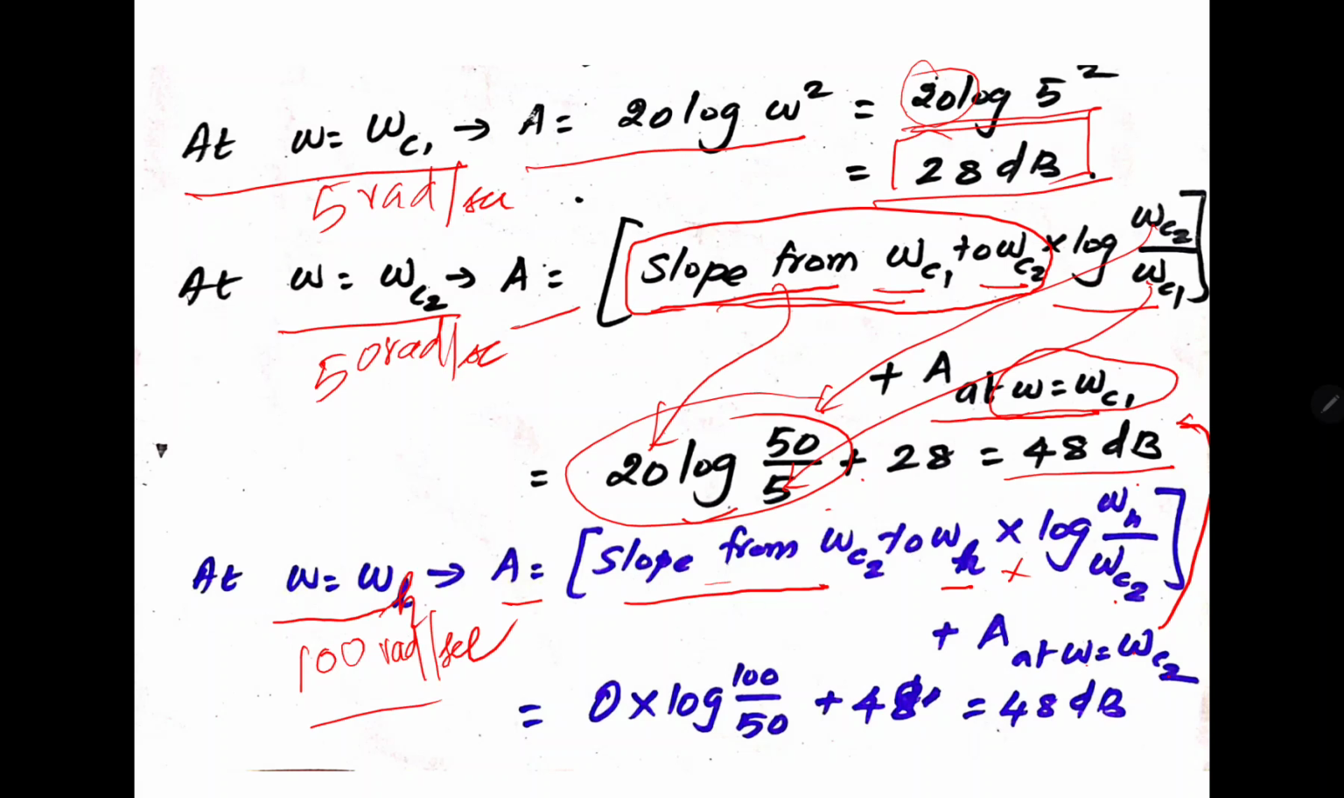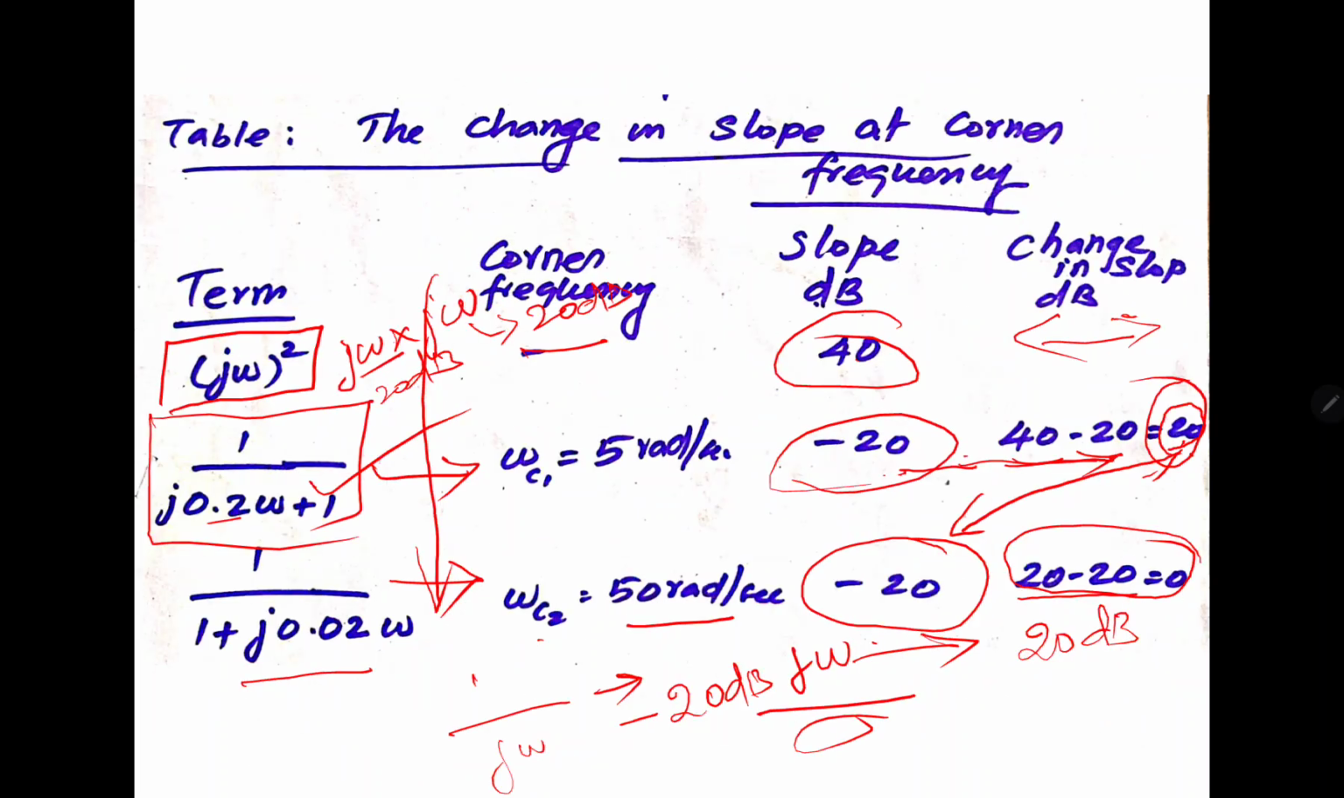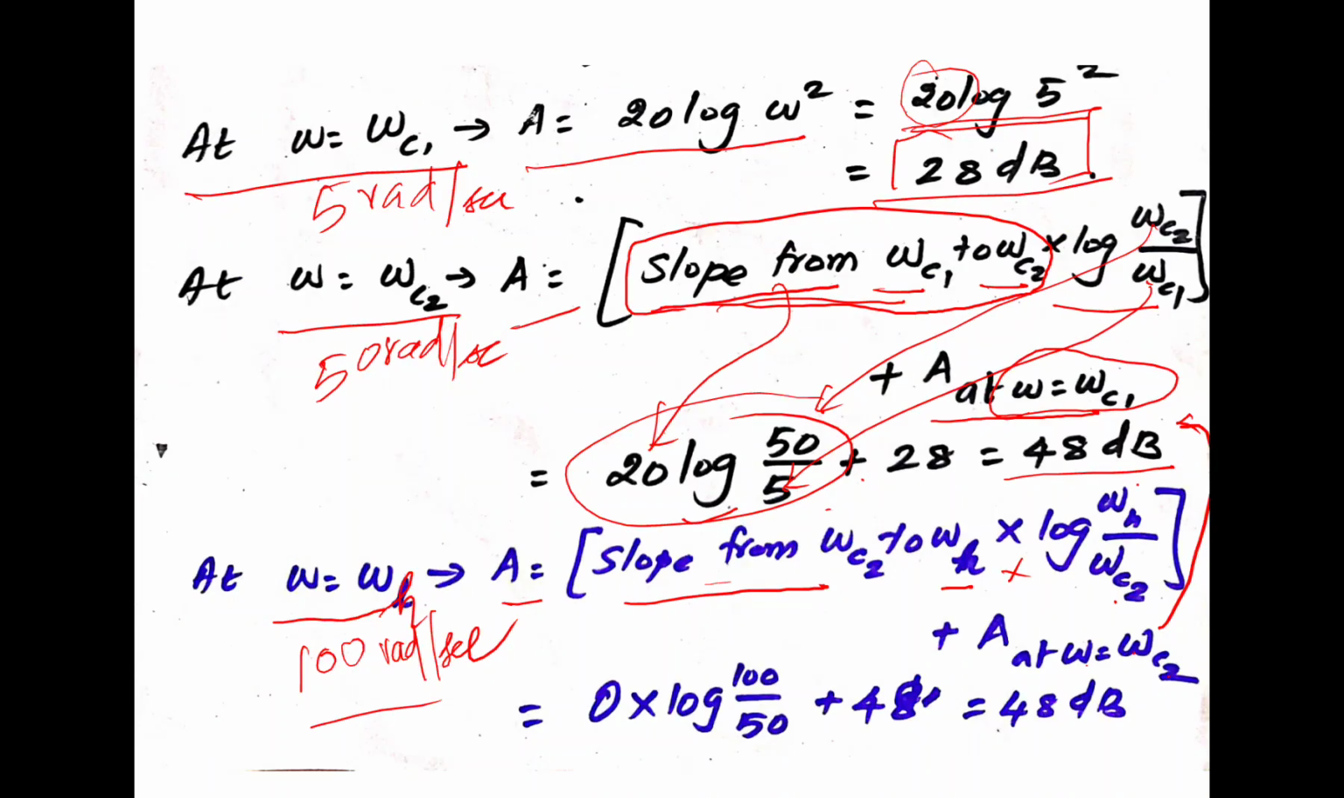For the slope from omega C2 to omega h, we see the table. At omega C2, the slope value is 0 dB, so moving to the high frequency, the slope is 0 decibels. So the slope from omega C2 to omega h is 0 dB times log of 100 radians per second by 50 radians per second. Zero multiplied by anything is 0, plus the gain at omega equal to omega C2, which is 48 dB.